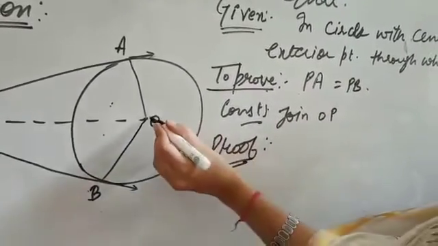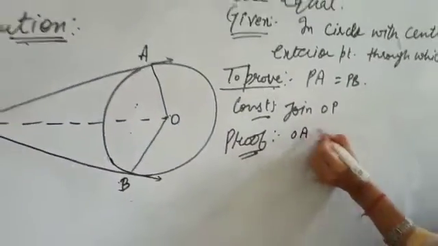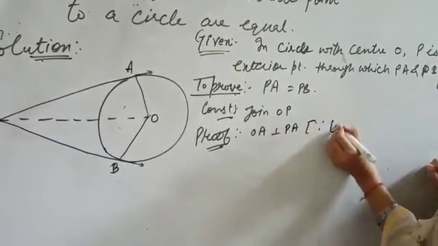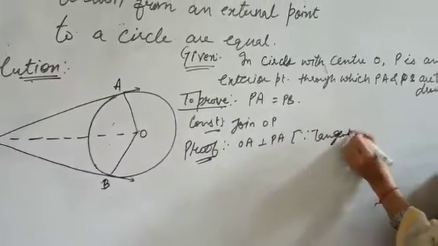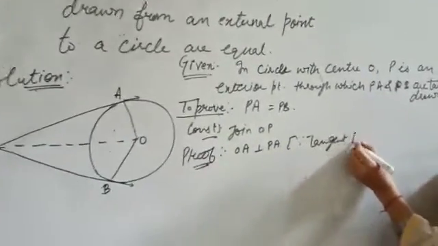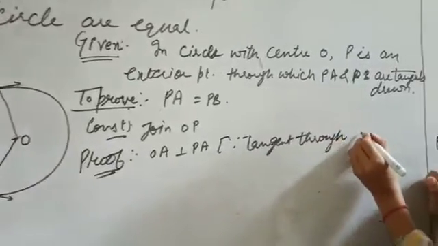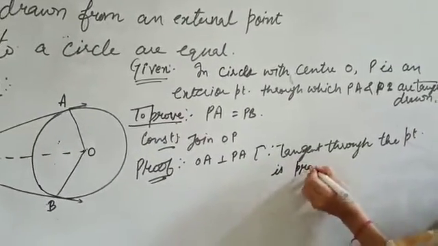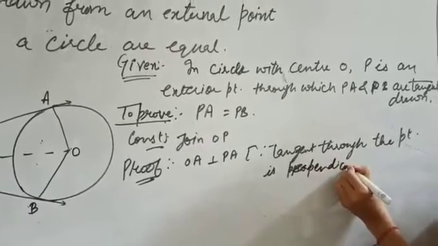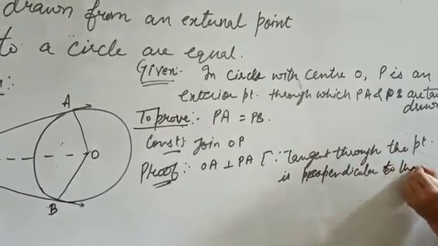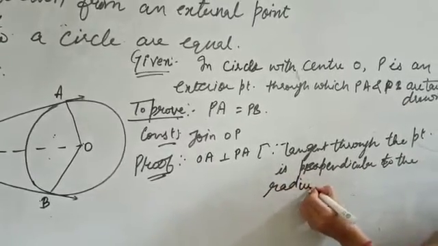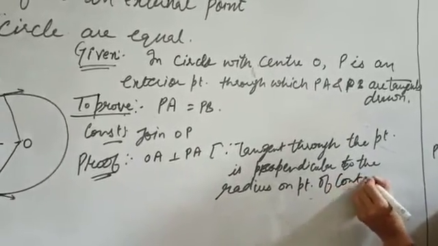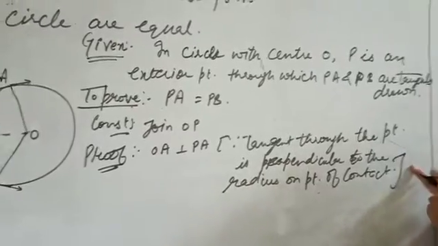Firstly we will write angle OAP. Here OA is perpendicular to PA, the tangent, as we have done in theorem 10.1: the tangent through the point is perpendicular to the radius at the point of contact. This is the 10.1 theorem which we studied yesterday.